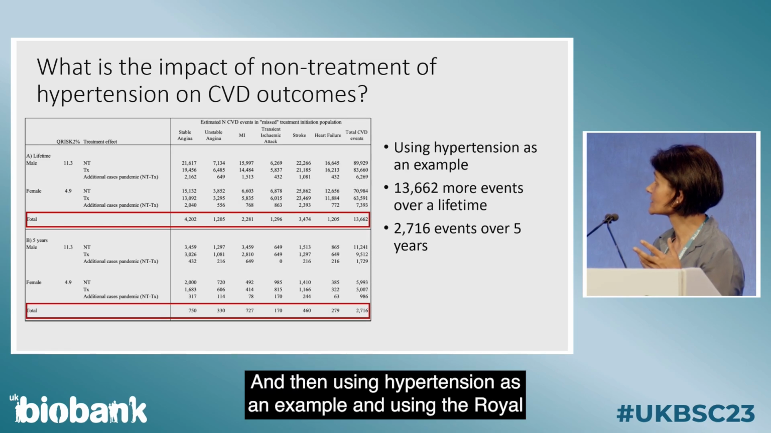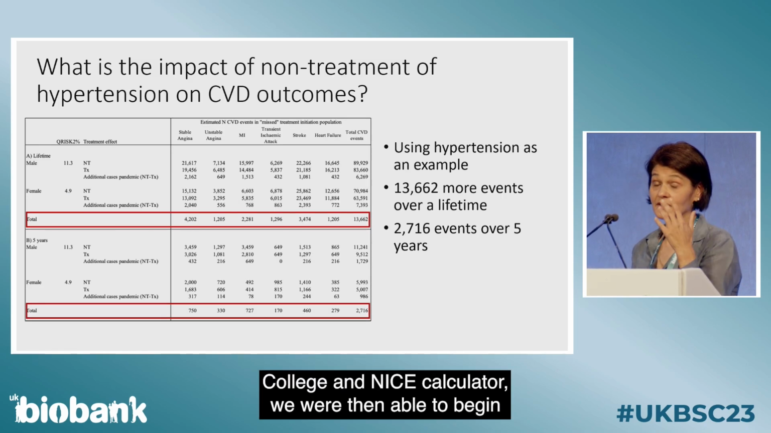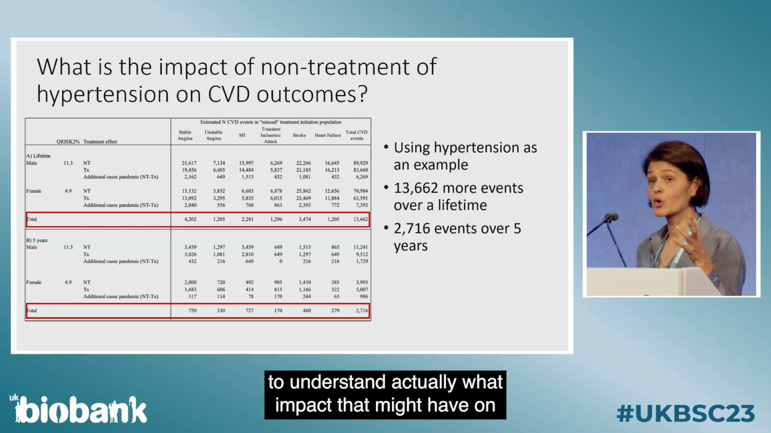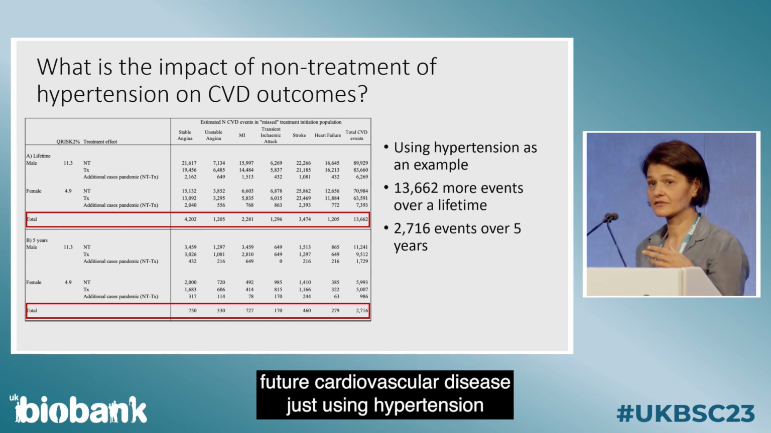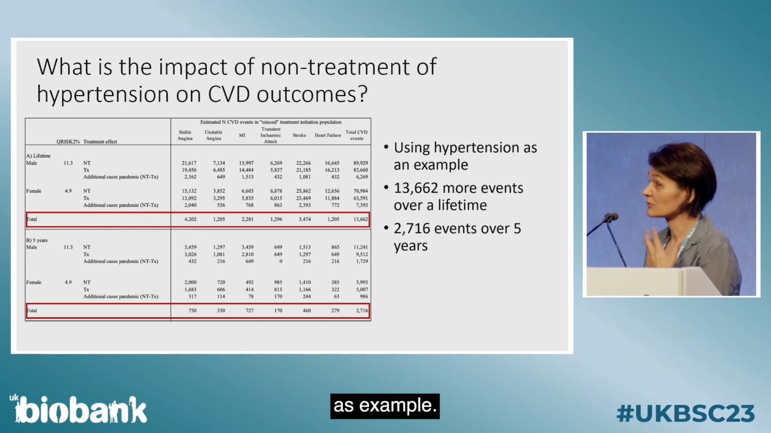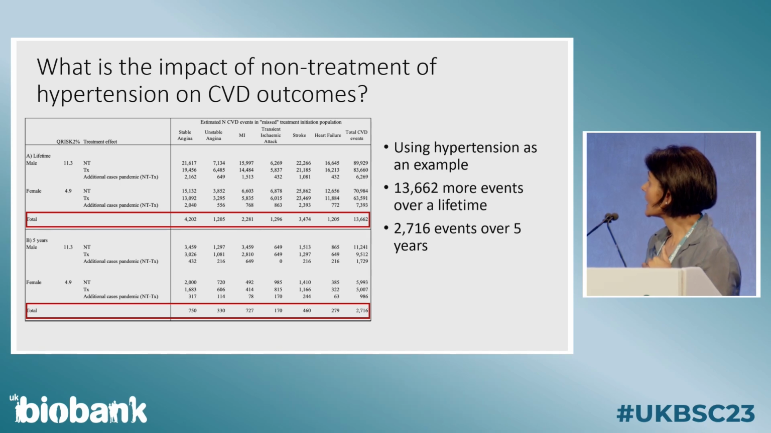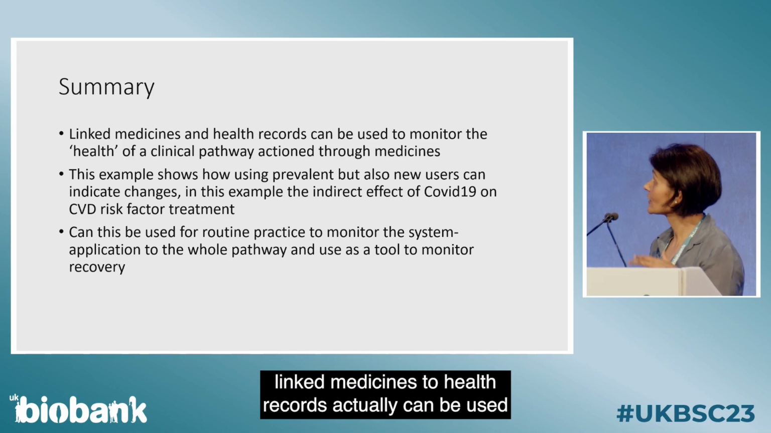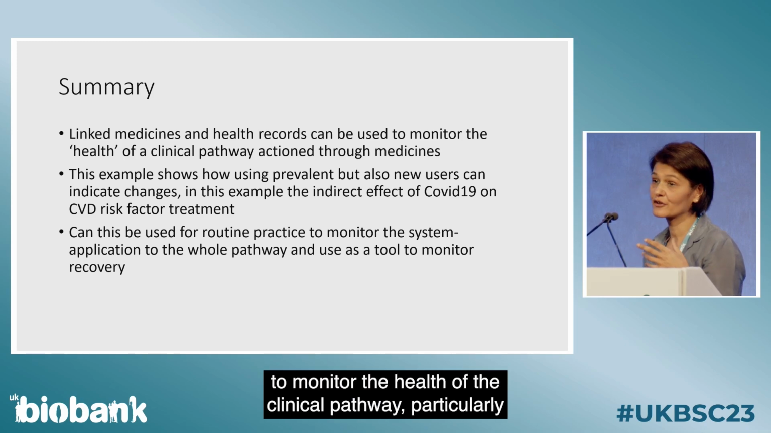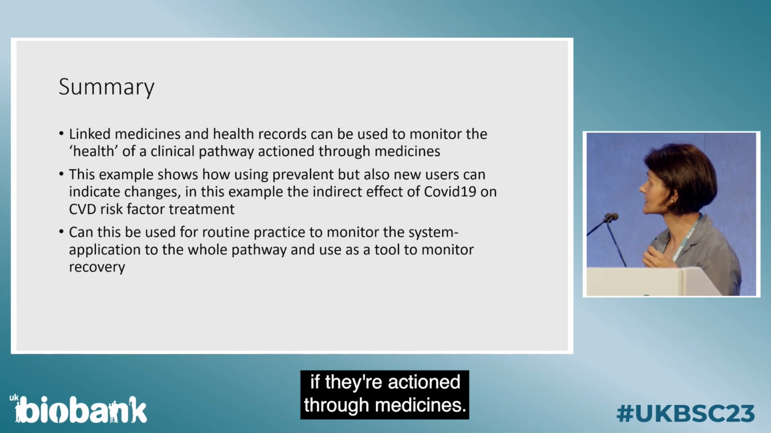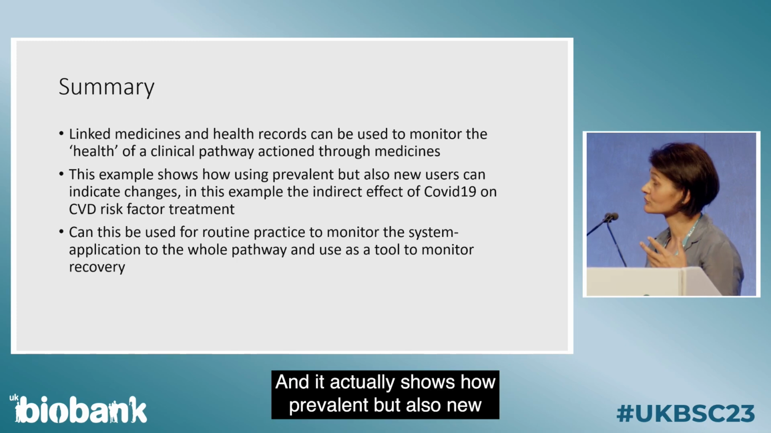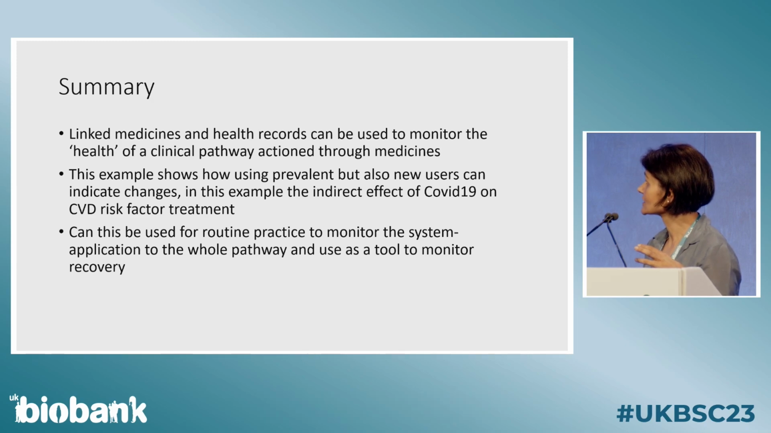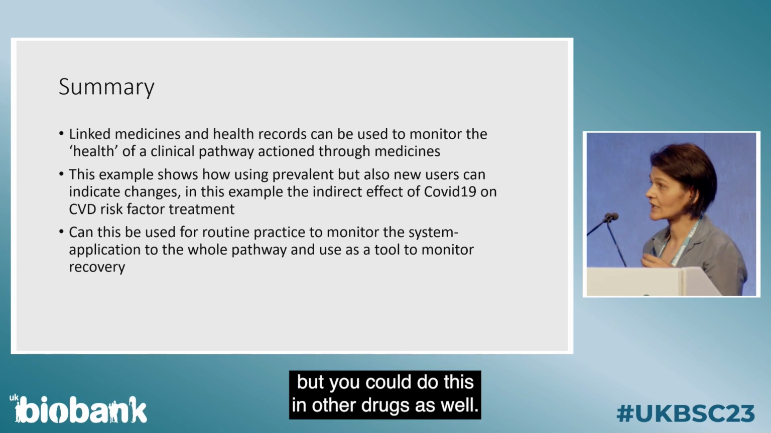Then, using hypertension as an example and using the Royal College and NICE calculator, we were able to begin to understand what impact that might have on future cardiovascular disease. So it's probably an underestimate. That really demonstrates, in terms of that case study, that linked medicines and health records can be used to monitor the health of the clinical pathway, particularly if they're actioned through medicines. It shows how prevalent but also new users can indicate changes. And obviously this is cardiovascular disease, but you could do this in other drugs as well.